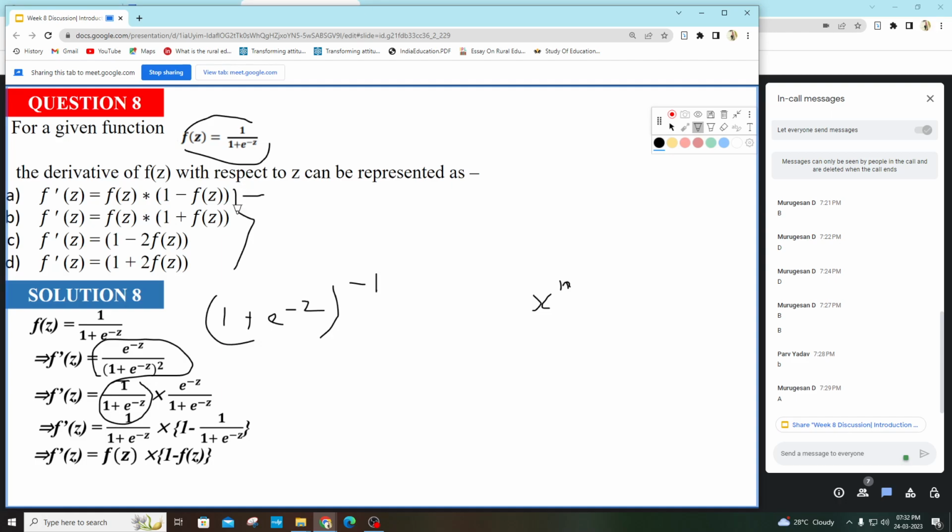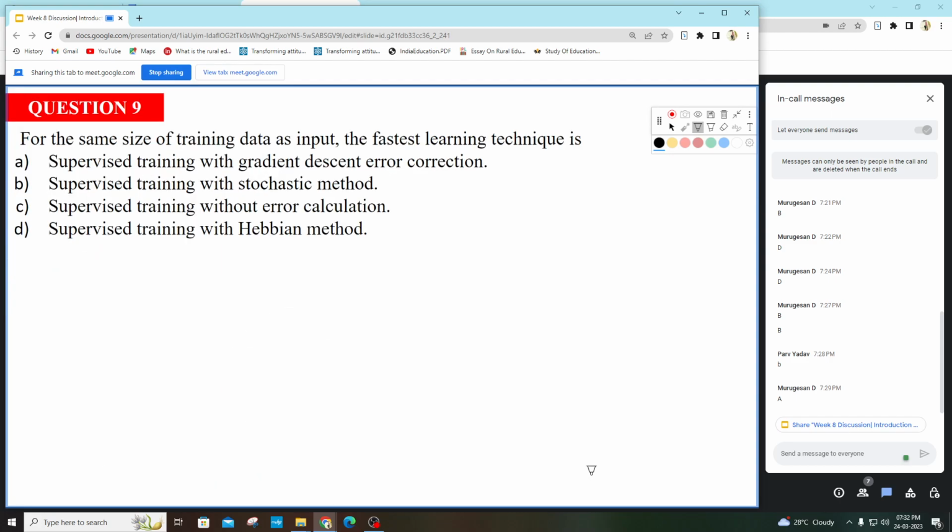So your answer, the correct answer, is A. Is this clear? This is your simple differentiation. I hope this is clear to all of you. So the answer is A. This type of question could be asked in your exam. Let's move on to the 9th question.